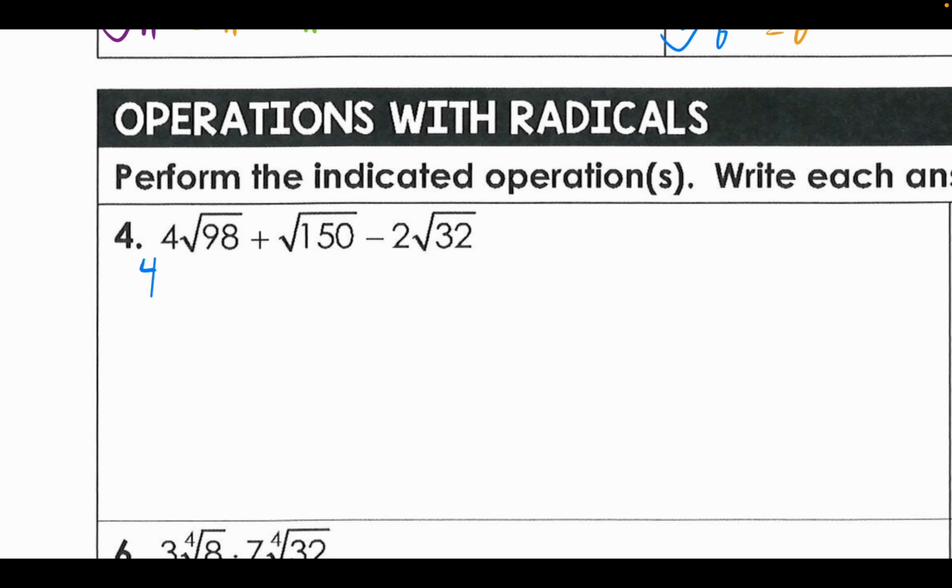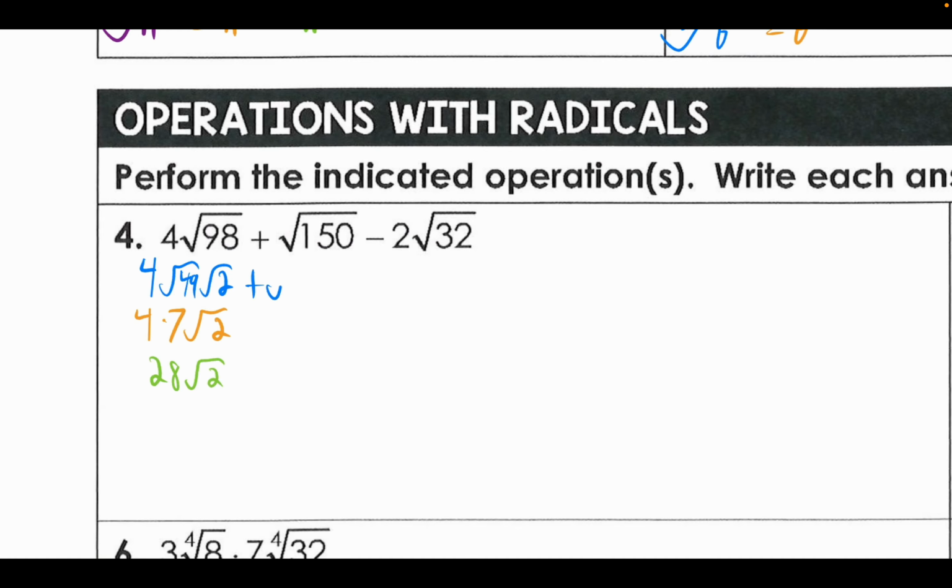So 4 square root of 98 is really the square root of 49 times the square root of 2. The square root of 49 is 7, so it's 4 times 7 times the square root of 2. So that's 28 times the square root of 2. So I'm going to now simplify the next one.